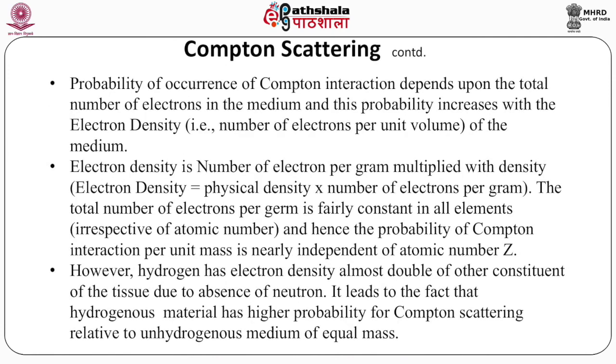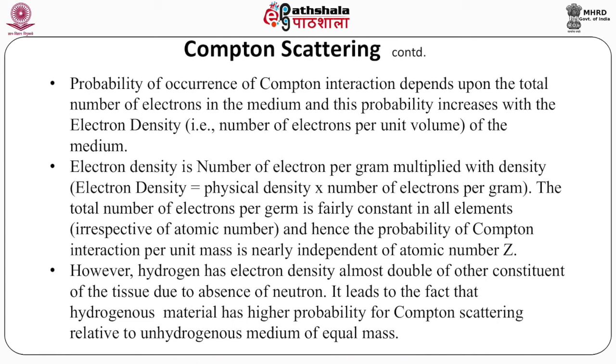Probability of occurrence of Compton interaction depends upon the total number of electrons in the medium, and this probability increases with the electron density, which is defined as the number of electrons per unit volume of the medium. Electron density is number of electrons per gram multiplied with density. So, electron density is equal to physical density multiplied with the number of electrons per gram.